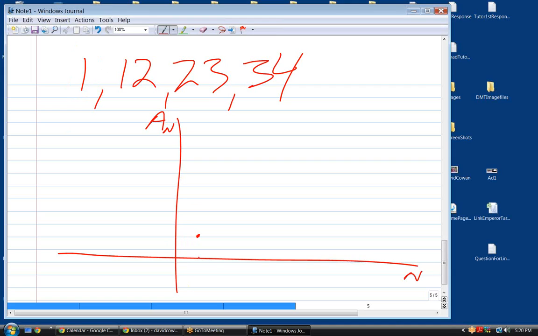2. Look at the sequence. What's the second term of the sequence? 12. Okay, so it's 12. If they want us to graph it, this is the way we got to do it. When N is 3, what is A sub N? 23. Okay, way up there.